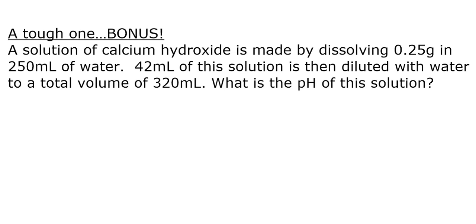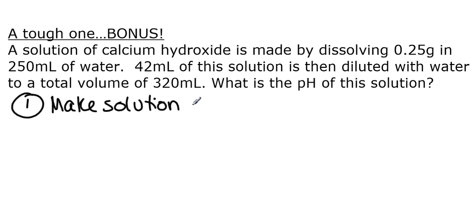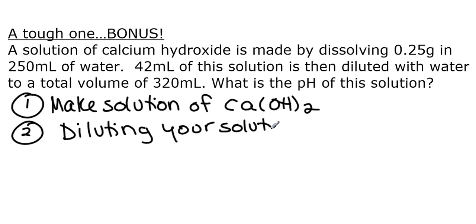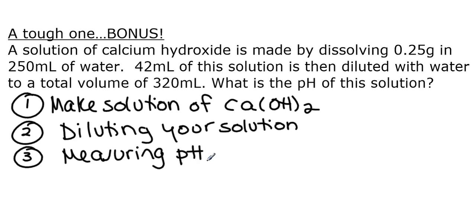So, 2 different things going on here. One, you are making a solution of calcium hydroxide. And then 2, you're diluting your solution. And then 3, you're measuring the pH. This is the process of what's going on. So in the first step, you need to find out what the concentration of your solution is, then what it is diluted, and then what is the actual pH.